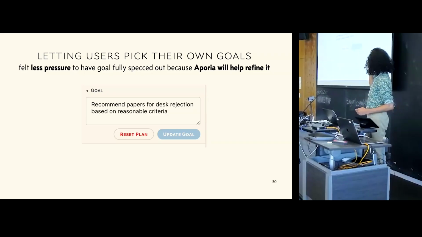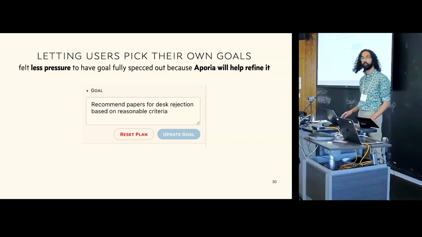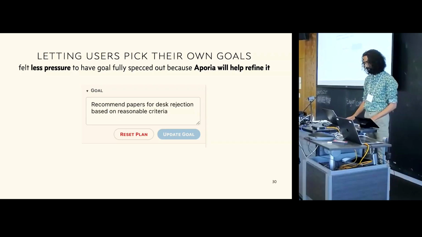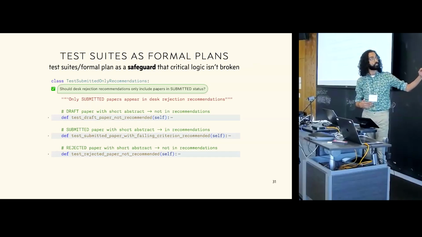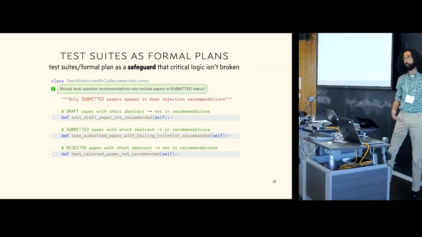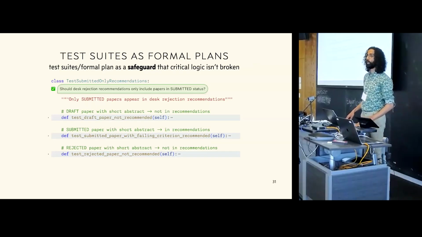And we saw that with this, users expressed that they felt less pressure to have the goal fully spec'd out because Aporia is going to help them refine it. We also support using test suites as formal plans instead of just our validity predicate. An interesting observation here is that people didn't necessarily read all the details of the test suites. They felt like it was enough just to read these summaries up top that we gave them. But still somehow having the test suite there seemed to contribute to their feeling of confidence in the code that was produced.